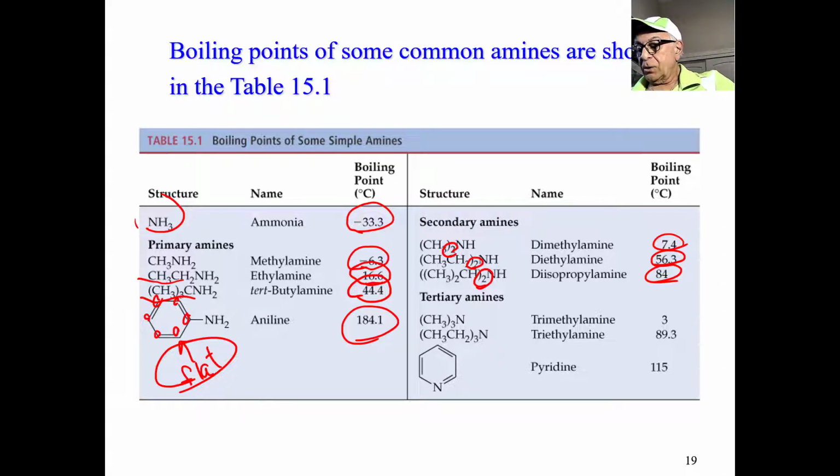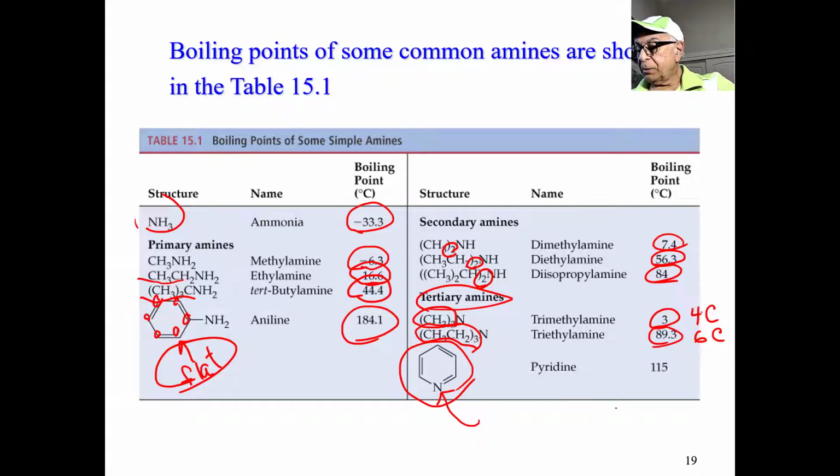And these are tertiary amines. That means there is no hydrogen left on nitrogen. So 3 alkyl groups: 3 methyl groups on nitrogen, and 3 ethyl groups on nitrogen. And this is a heterocyclic compound similar to benzene, except one of the carbons of benzene is replaced with nitrogen. What is happening? As the number of carbons goes from 4 carbons to 6 carbons, the boiling point is going higher.